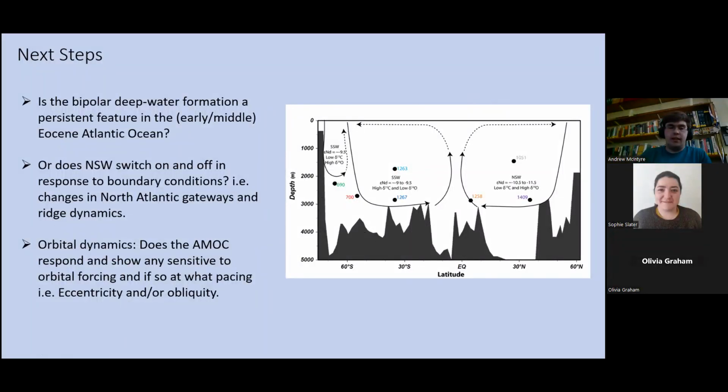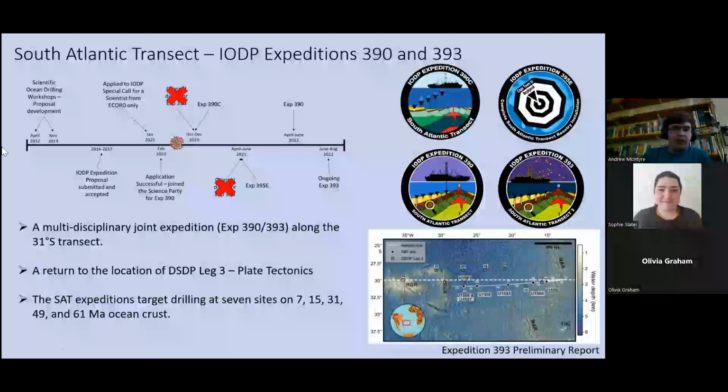We're going to take a little pivot now to talking about the expedition that I was so lucky to go on last springtime. That was the South Atlantic Transect, expeditions 390 and 393. So I thought I'd give you a brief timeline of an IODP expedition, which I think is really important to understand how long these expeditions take to organize.